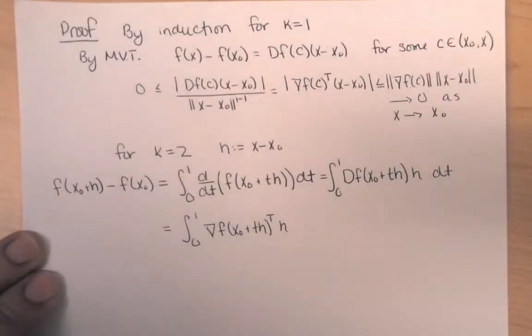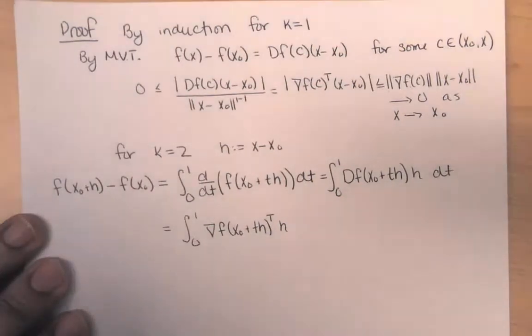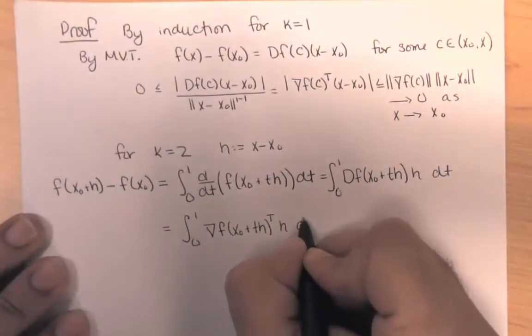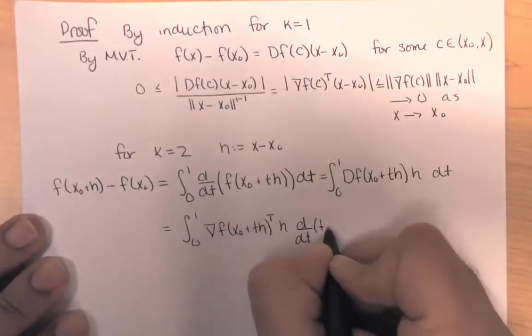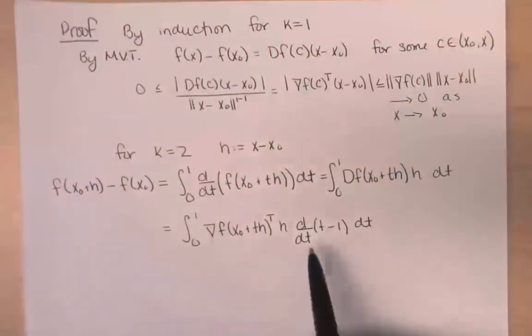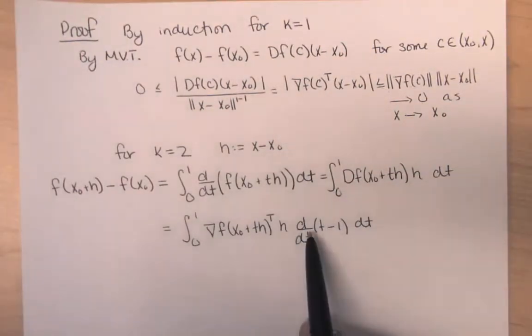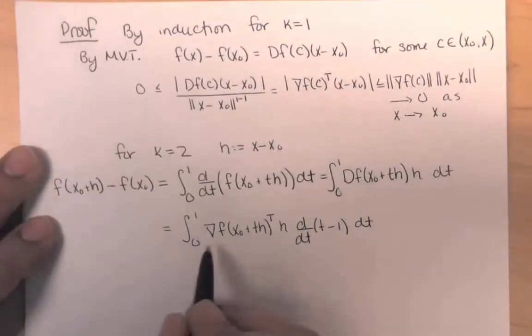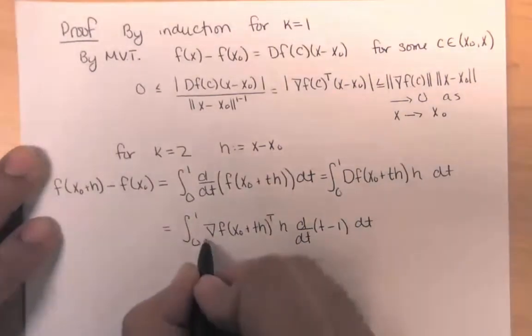times, and here's where the main cleverness of this proof comes in, the derivative of t minus 1 dt. Now, hopefully you've noticed that the derivative of t minus 1 is 1. So all I did to this integrand is multiply by 1. But now I can compute this by using an integration by parts.